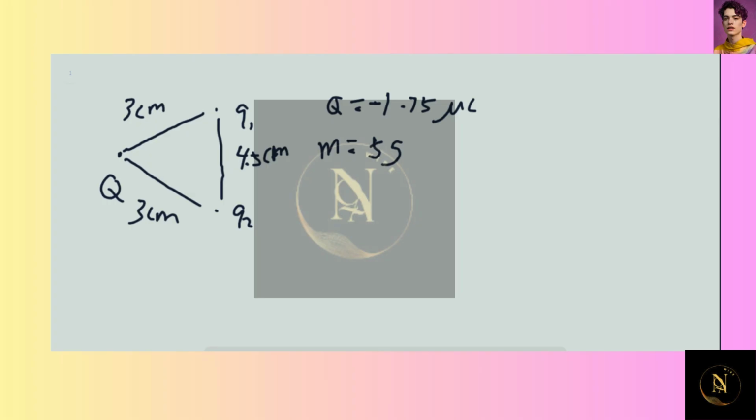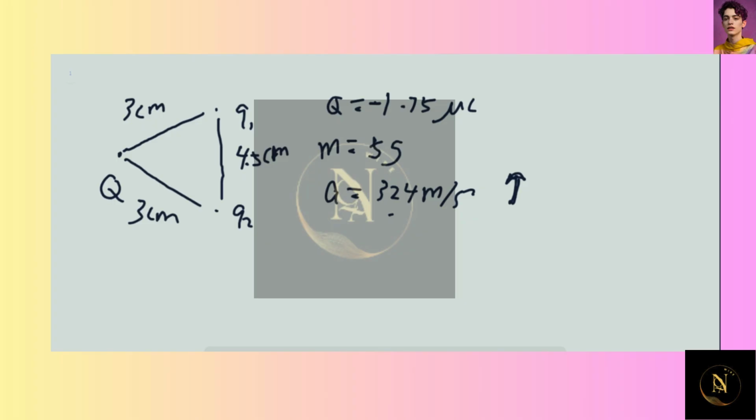Initially, we know that the acceleration of the capital Q is 324 meters per second squared. We want to find out the charge of Q1 and Q2. Another condition is that this acceleration is pointing up.